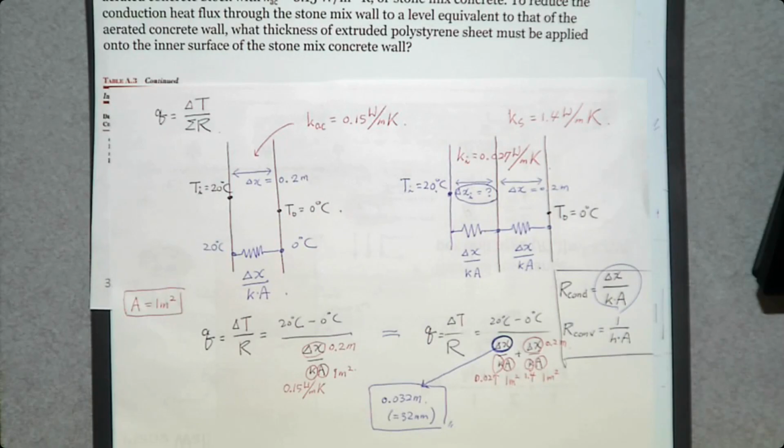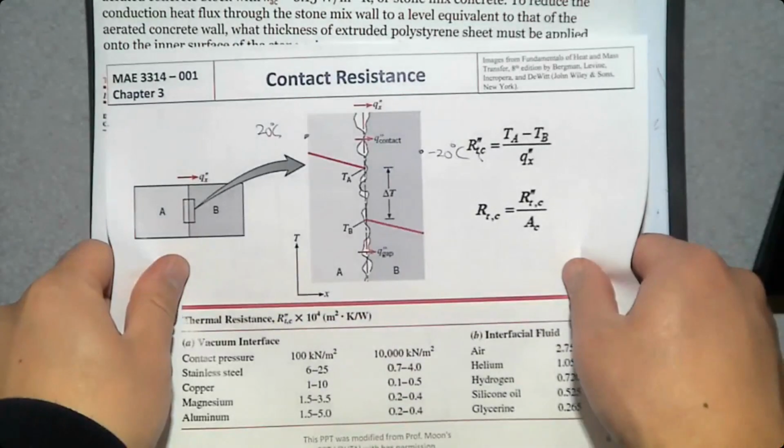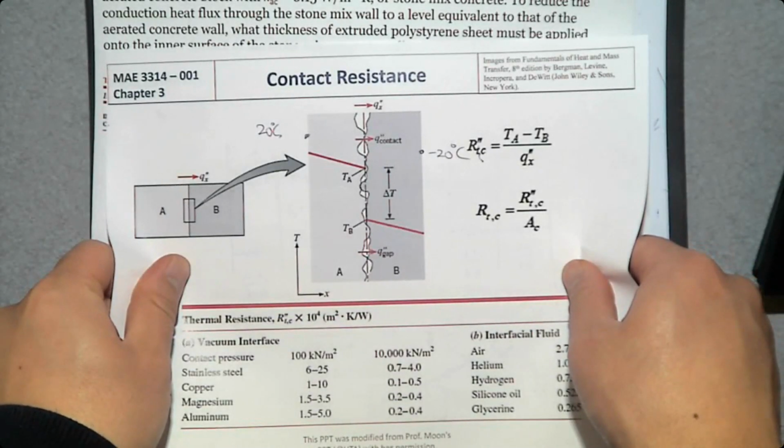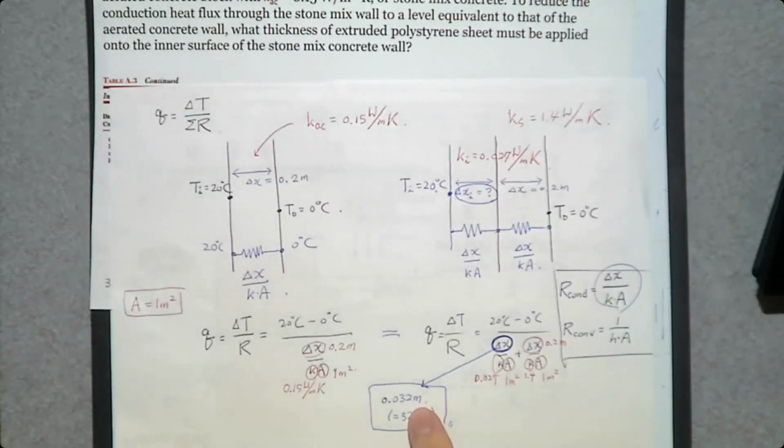Why is that? The contact, yes, the contact between these two may not be perfect. So there's a gap that will create additional resistance. It is called contact resistance that will decrease the rate of heat transfer. So you don't need this much thickness to have the same rate of heat transfer. Make sense?